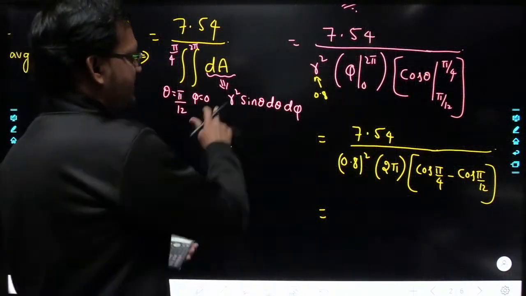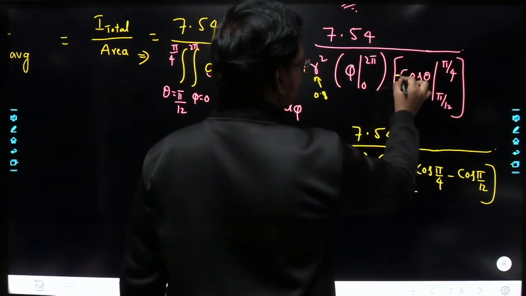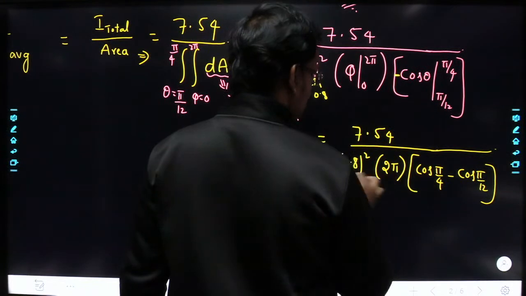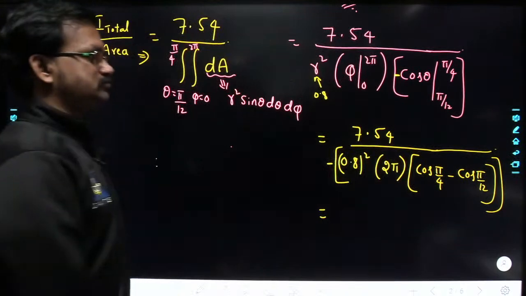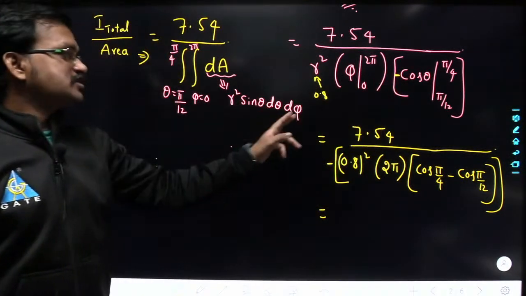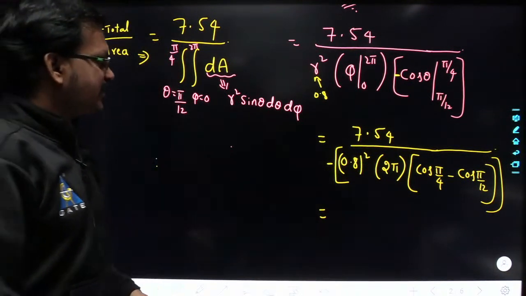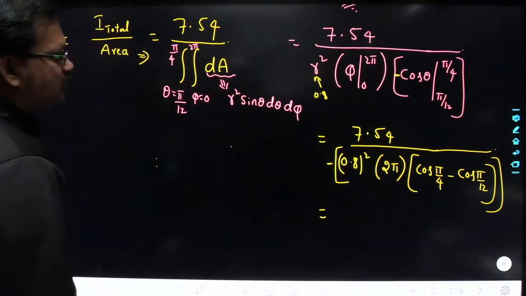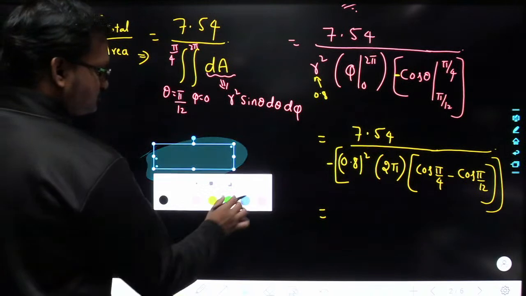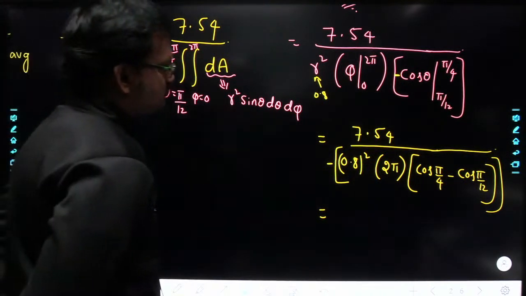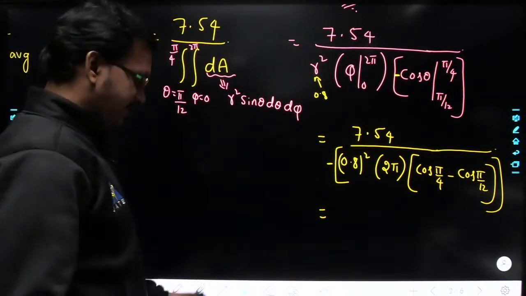Sorry, here what is integration of sin theta? Integration of sin theta is, I think, minus cos theta here, yes or no? So I forgot to put minus here, okay? So put a minus here. Integration of sin theta is minus cos theta. Okay. So what you are getting here? Tell me.